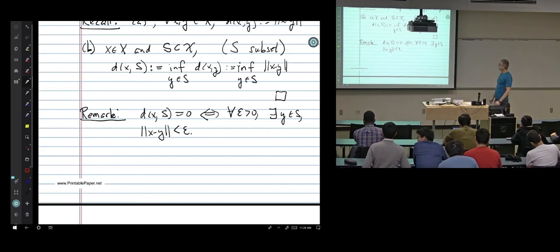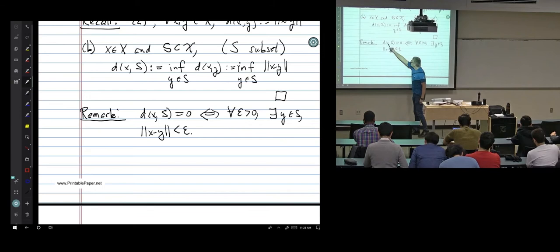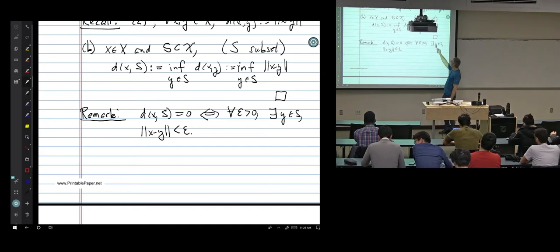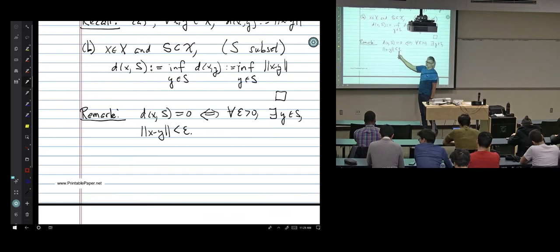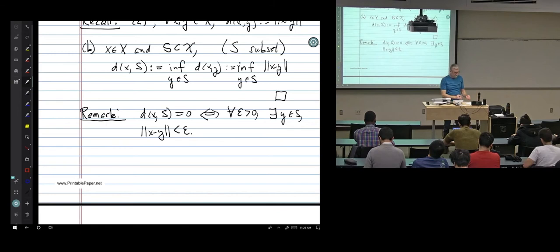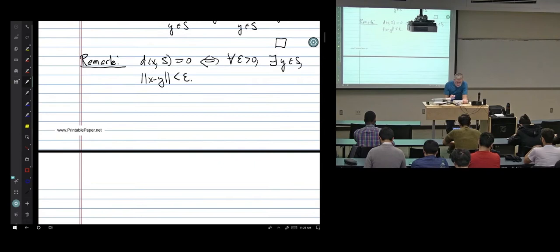I can approximate x arbitrarily closely by elements of S. This is my approximation error. I can find an element in S that is within that approximation error. So that's distance being zero. Okay. That's easy enough.